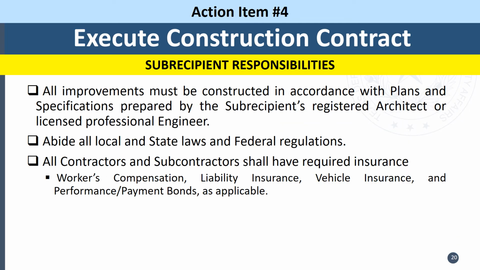Action item number 4 includes subrecipient responsibilities pertaining to the execution of the construction contract. The responsibilities include all improvements must be constructed in accordance with plans and specifications prepared by the subrecipient's registered architect or licensed professional engineer, abide by all local and state laws and federal regulations, and all contractors and subcontractors should have required insurance. These insurances can include workers' compensation, liability insurance, vehicle insurance, and performance payment bonds as applicable.